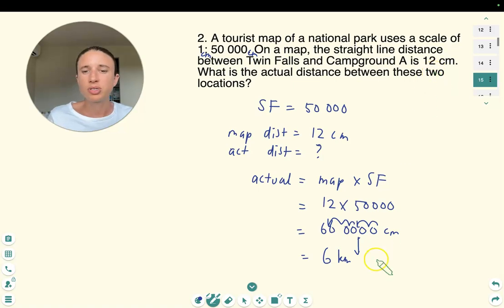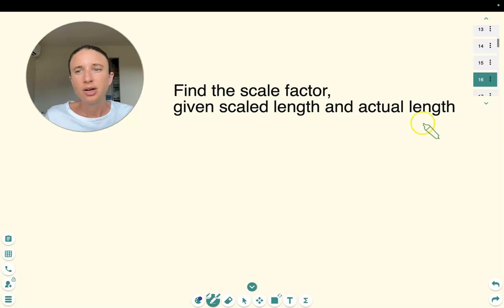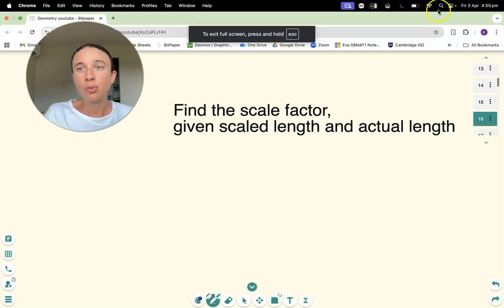12 centimeters represents 6 kilometers in real life. Okay. In the next video, actually, we're going to look at finding the scale factor given the scaled length and the actual length. So I will see you there.